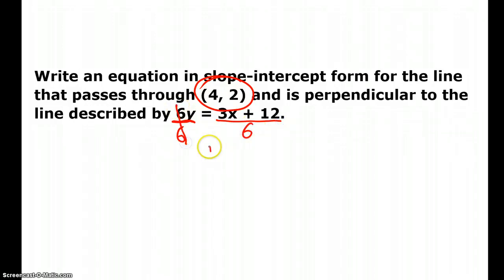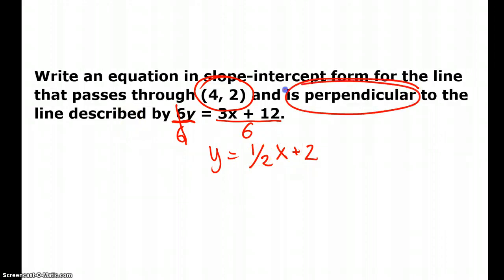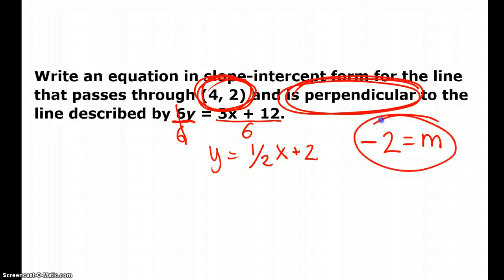Now these cancel. I have y equals 1/2 x plus 2. So be careful in your homework. Make sure you get y alone first. So the slope of this is 1/2. And I need it perpendicular to that. So if it's going to be perpendicular to that, it's going to be negative 2 over 1, which is just negative 2. So now you have your point, you have your slope.